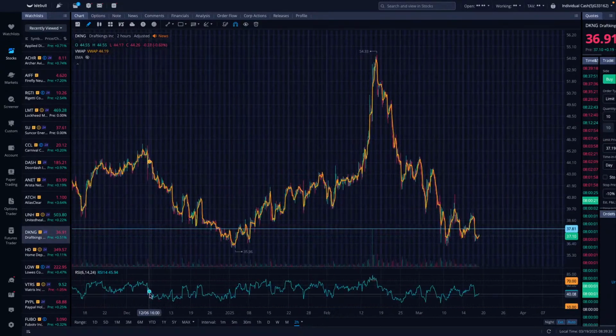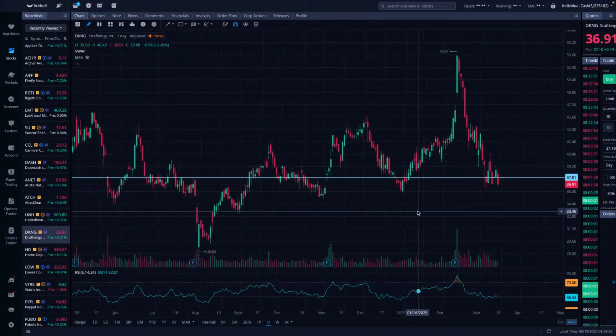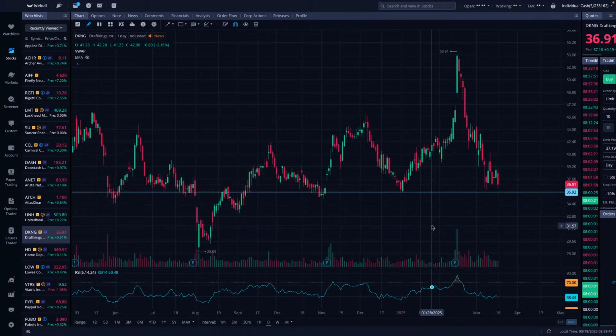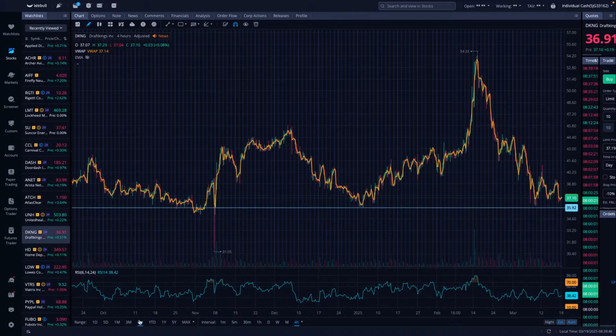If DraftKings does break this $35 range, let's move this down a little bit. If it does break this range around $35, I think we're headed for more downside, down to about $30 per share. So I definitely just would be cautious when trading them. All right, so just keep that in mind. Be cautious. And look out for that, okay?